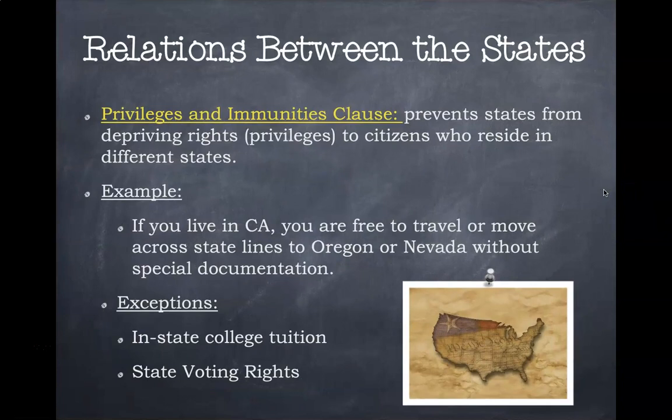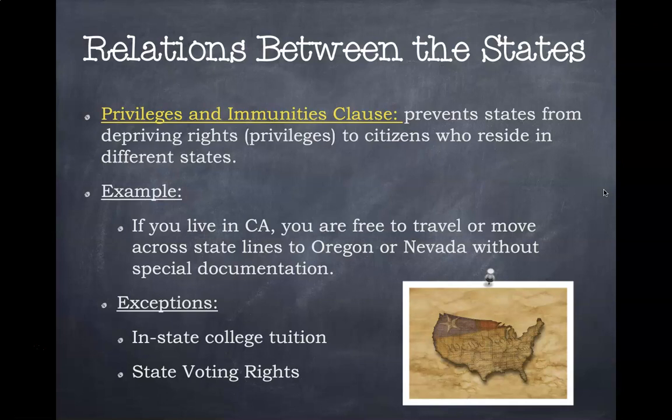We also have the Privileges and Immunities Clause. This prevents states from depriving rights or privileges to citizens who reside in different states. For example, if you live in California, you are free to travel or move across state lines to Oregon or Nevada without special documentation. You don't have to have a passport to travel to a different state, nor do you have to have any kind of proof, a birth certificate or something like that.